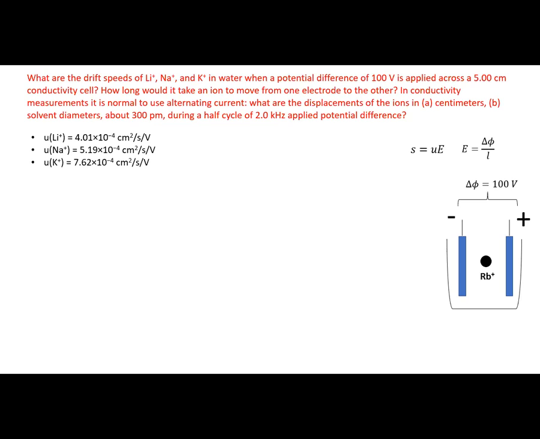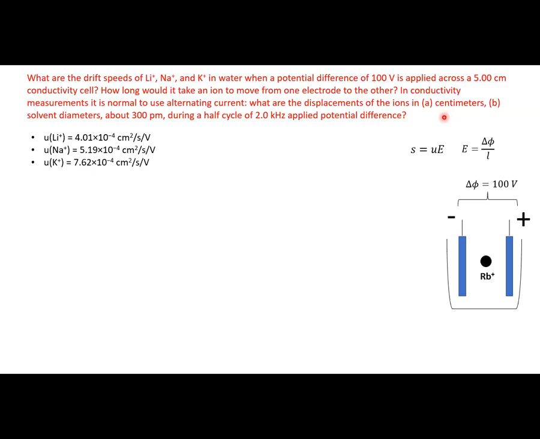What are the drift speeds of lithium, sodium, and potassium in water when a potential difference of 100 volts is applied across a 5 centimeter conductivity cell? How long would it take an ion to move from one electrode to the other? In conductivity measurements, it is normal to use alternating current. So what are the displacements of the ions in centimeters, given solvent diameters of about 300 picometers, during a half cycle of a 2 kilohertz applied potential difference?